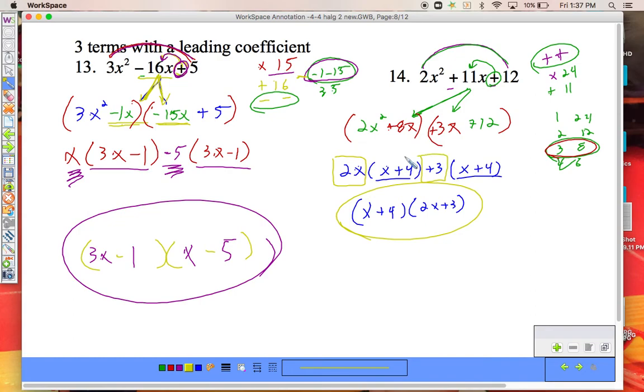So we're taking apart that middle term into two terms and then grouping by 2's. We're using all the same rules we've been doing. On the trinomials, we just have to add that middle step to get 4 terms.